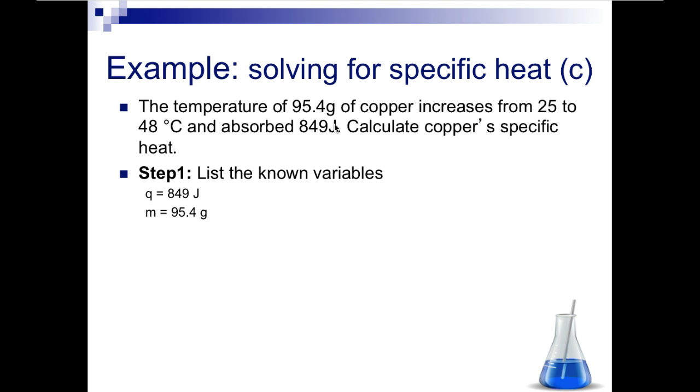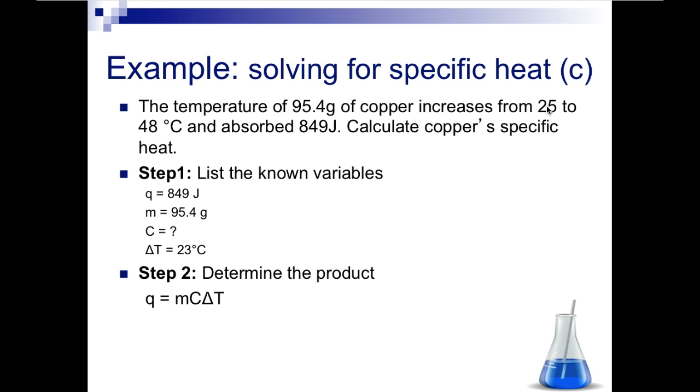Then we have m, which is our mass, that's 95.4 grams. Then we don't know what our c is because that's what we're solving for, that's specific heat. And we know what our change in temperature is, which is going to be the 48 degrees minus the 25 degrees. Step 2 is we're going to determine the product.